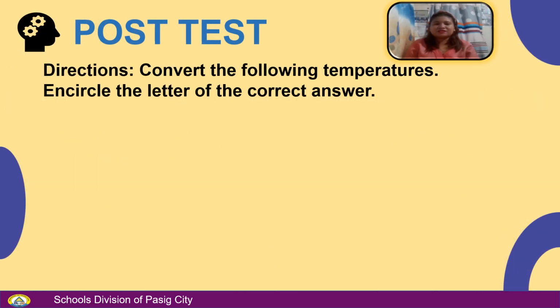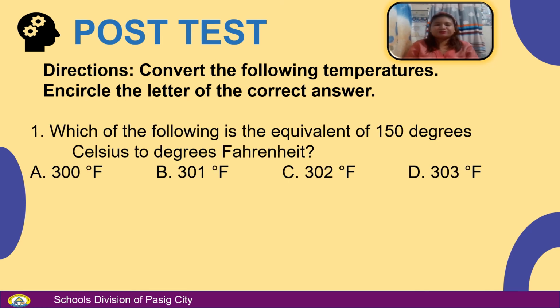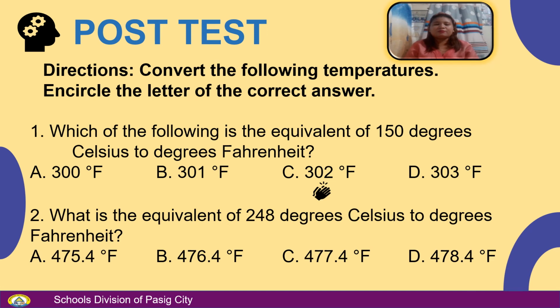For your post test, convert the following temperatures. Circle the letter of the correct answer. Number 1. Which of the following is the equivalent of 150 degrees Celsius to degrees Fahrenheit? A. 300 degrees Fahrenheit. B. 301 degrees Fahrenheit. C. 302 degrees Fahrenheit. And D. 303 degrees Fahrenheit. C. 302 degrees Fahrenheit.